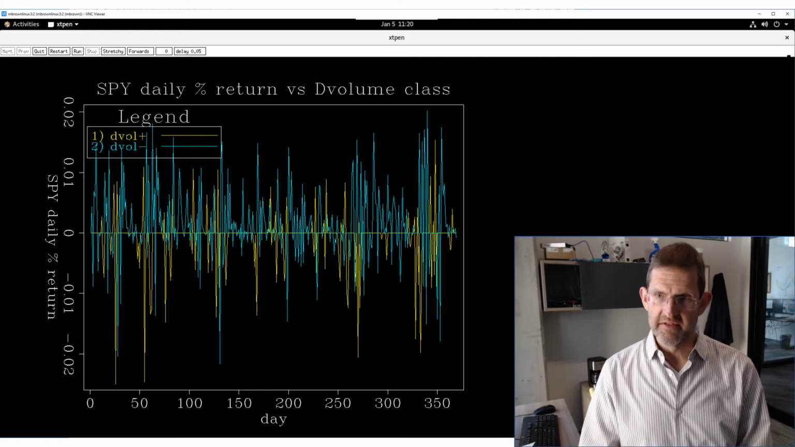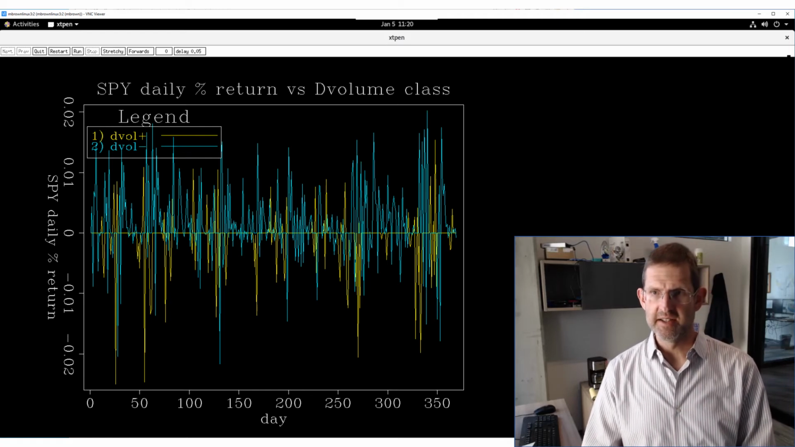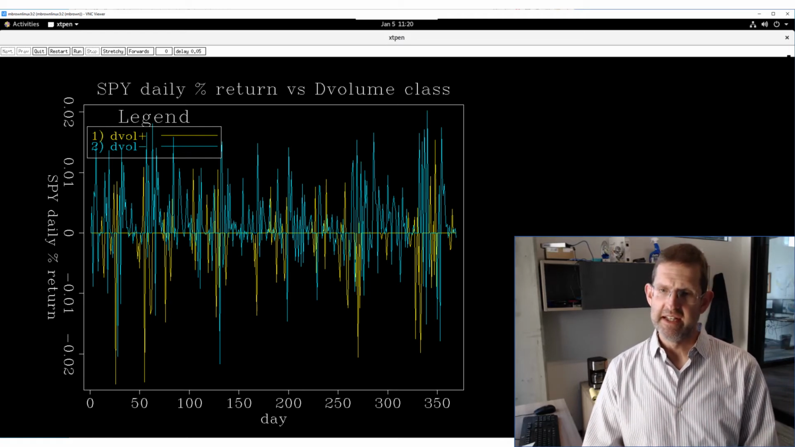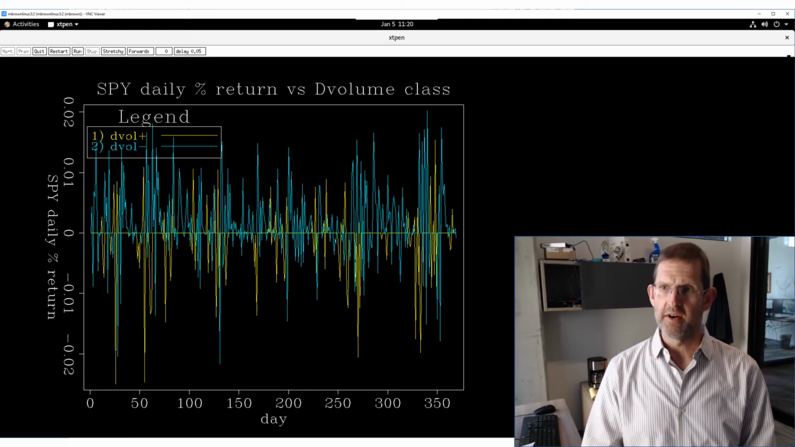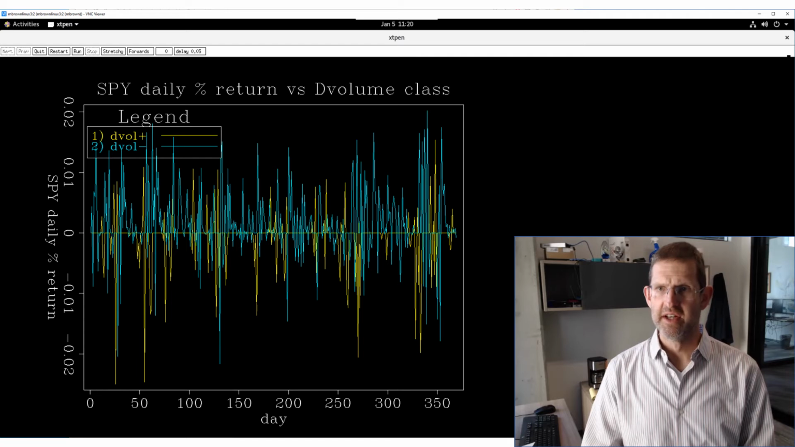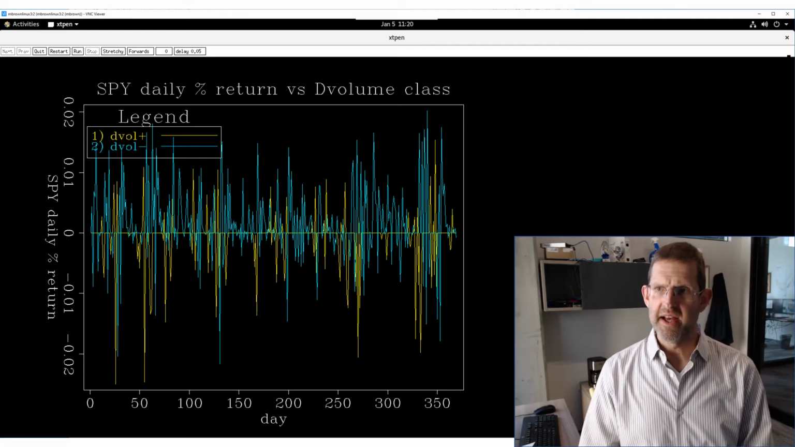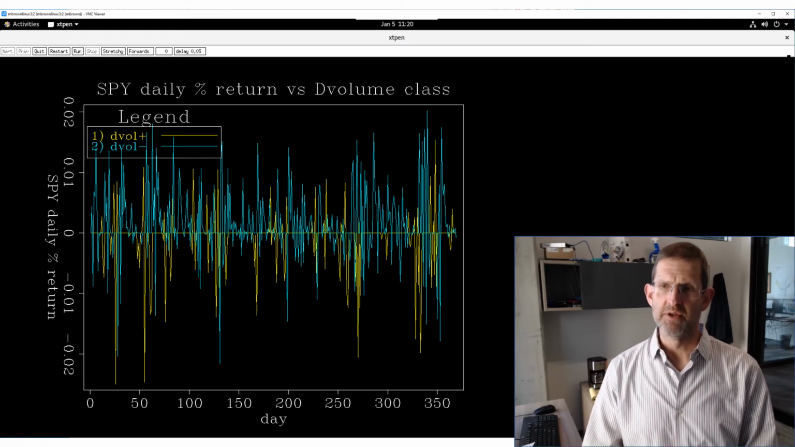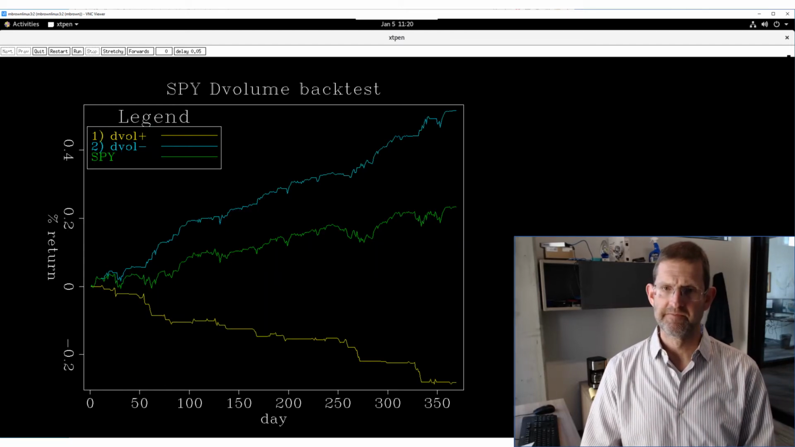So here's about a year of data plotting SPY daily returns. And the daily returns are color-coded. Blue is days when the D-volume signal was bullish, and yellow is days where the D-volume signal was bearish. The SPY has been rising steadily in the past year, so most of the days are blue, which we expect. You can also see that most of the big drawdown days are yellow, which is also good.